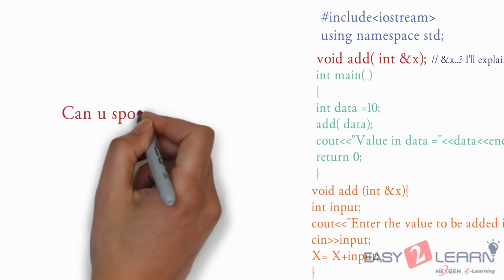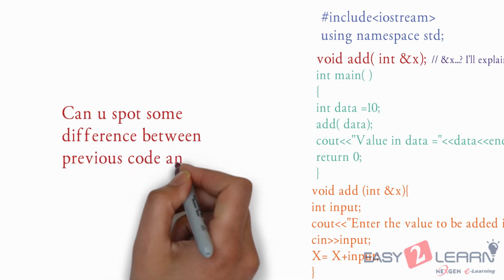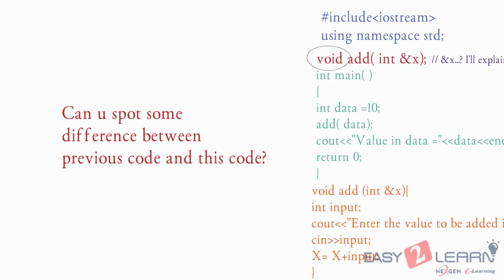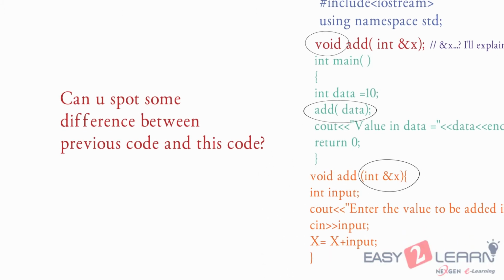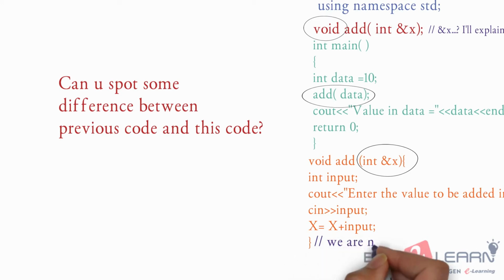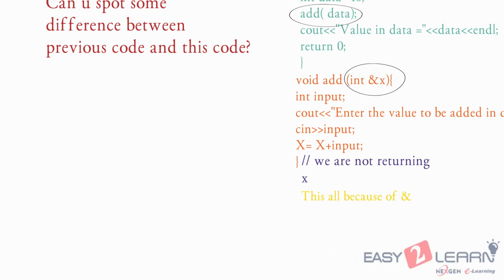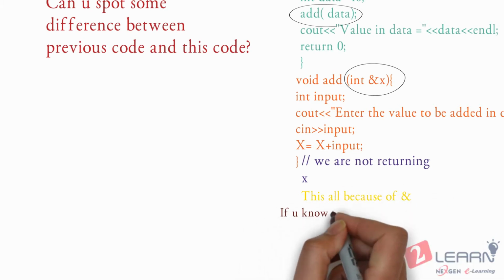Can you find out the differences between the previous code and this code? First, it is not returning anything, so we have a return type of void and we have directly called the function without assigning to anything else, and we have called with respect to its address. We are not returning anything. That's the first point to remember. This is all because of ampersand.